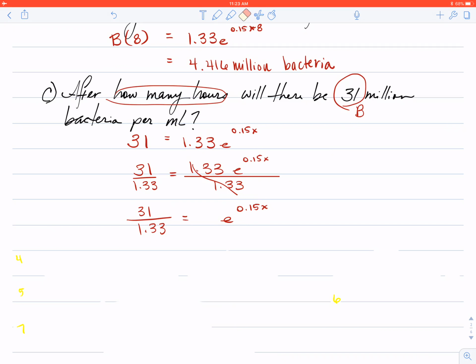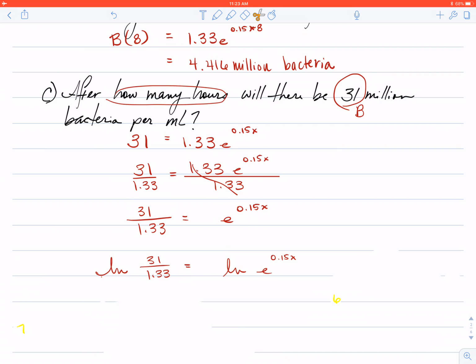So which log should I choose? Should I choose the common log or should I choose the natural log? In this case, for sure, I'm going to be choosing the natural log because I have an e there. And I know that e's and natural logs undo each other.